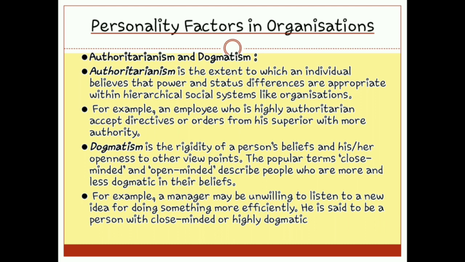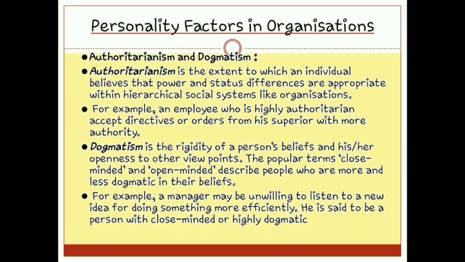So, it is the extent to which an individual believes that power and status differences are appropriate within the hierarchical social system like an organization. For example, an employee who is highly authoritarian accepts directives or orders from his superior with more authority. Dogmatism. So, it is the rigidity of a person's beliefs, his or her openness to other viewpoints. The popular terms close-minded and open-minded describe people who are more and less dogmatic in their beliefs.